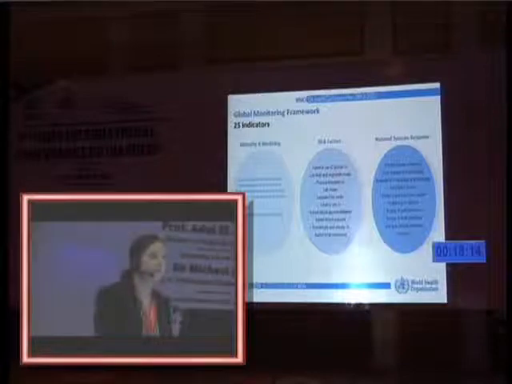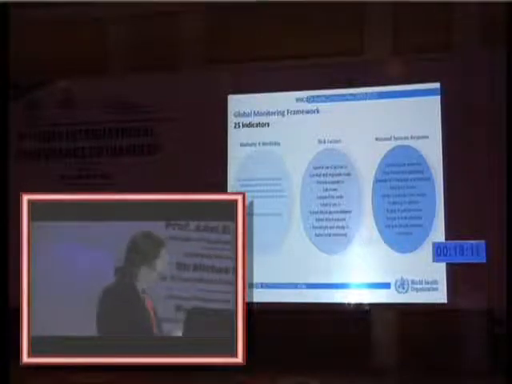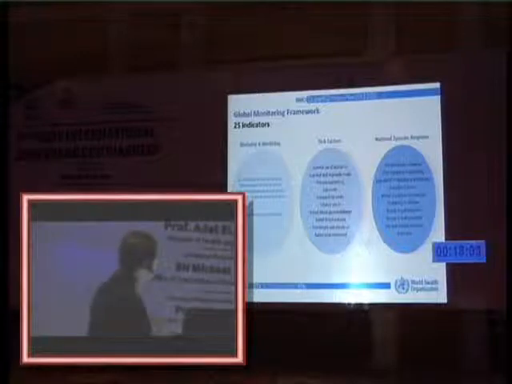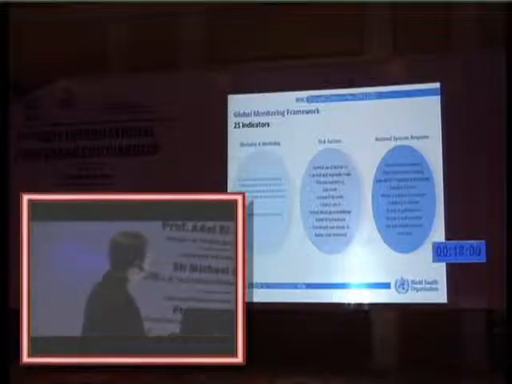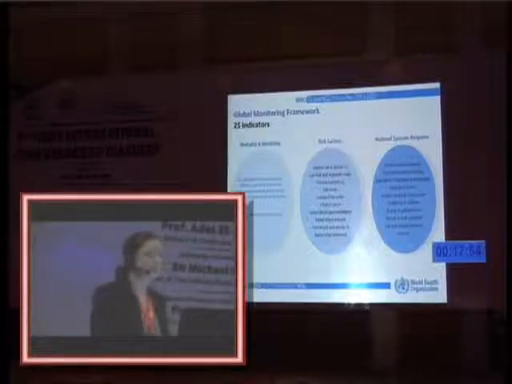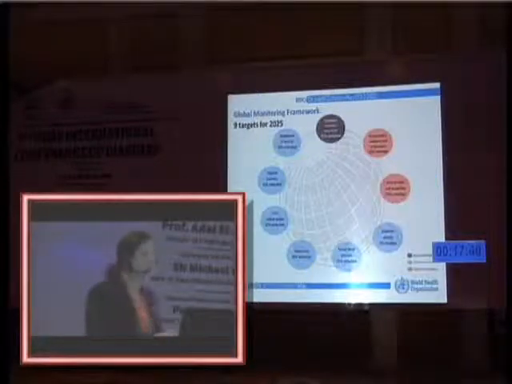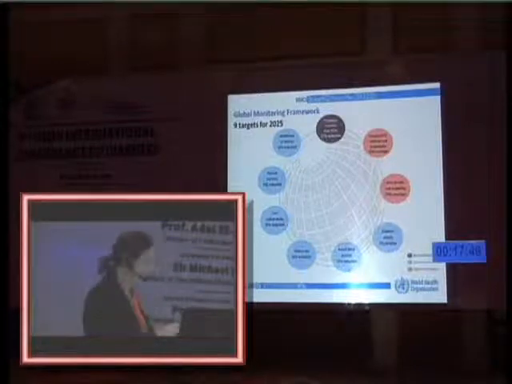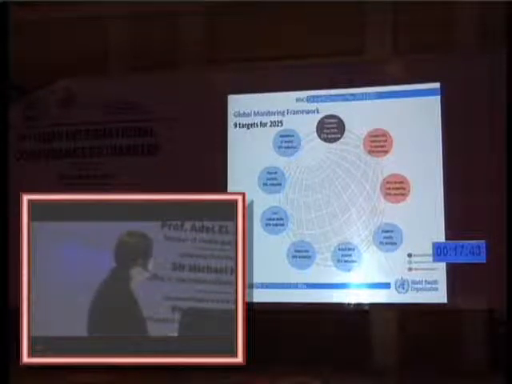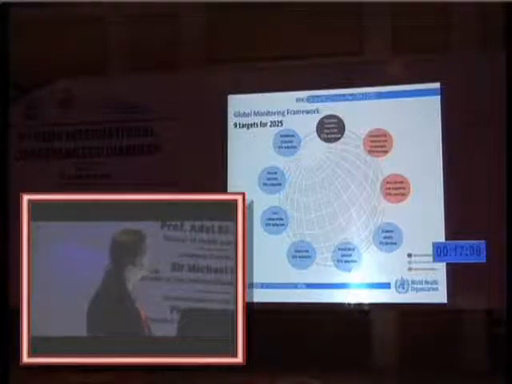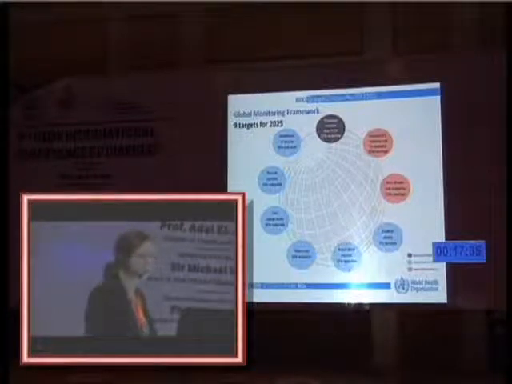So the global monitoring framework includes 25 indicators. There is the indicator of mortality and morbidity, risk factors like smoking, physical inactivity, salt intake, and the national system's response, which includes access to medication, access to essential technologies, and care. The targets of these indicators are 9. There is an overarching target, and countries will try to achieve a 25% reduction of mortality from non-communicable chronic diseases.